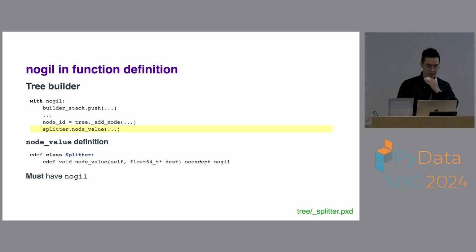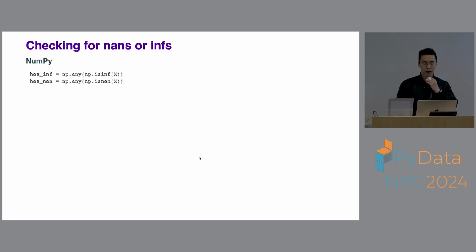And so that's releasing the GIL. There's also another example, which is checking for infinities and NaNs. Generically, if you have a big NumPy array and you want to check if there are NaNs or infinities in it, this is how you code it. You do an isnan and then an any.